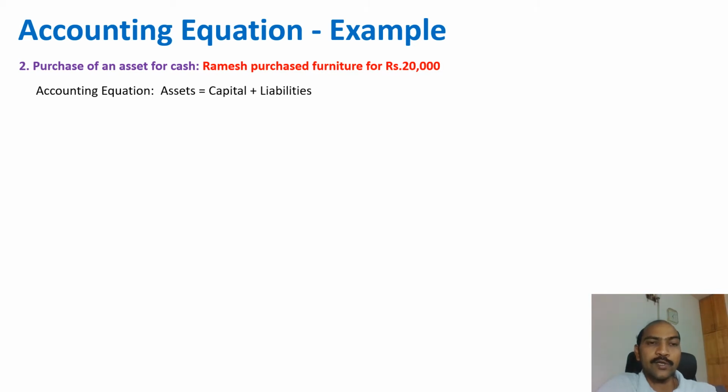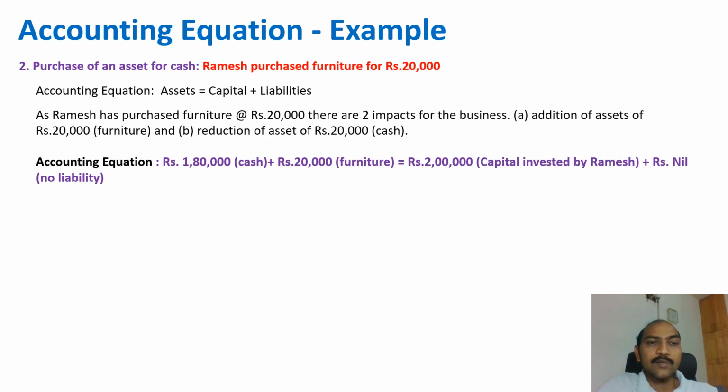So the accounting equation remains the same, assets equal to capital plus liabilities. As Ramesh has purchased furniture at the rate of 20,000 rupees, there are two impacts for the business. What are the two impacts happening? One is addition of assets of 20,000 rupees, because there was nothing at the time of startup. So you are getting a furniture at the rate of 20,000 rupees. And there will be reduction of asset, that is 20,000 rupees cash.